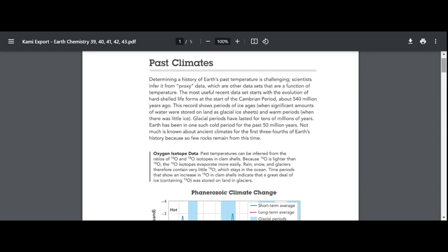Okay, so oxygen isotope data. Past temperatures can be inferred from the ratios of O16 and O18 isotopes in clamshells. Because O16 is lighter than O18, the O16 isotopes evaporate more easily. Rain, snow, and glaciers therefore contain very little O18, which stays in the ocean. Time periods that show an increase in O18 in clamshells indicate that a great deal of ice containing O16 was stored on land in glaciers.